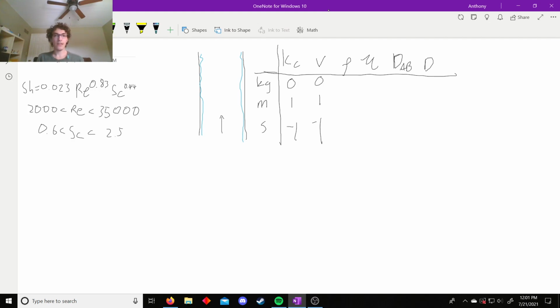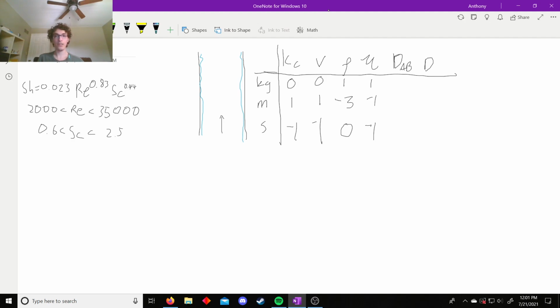Now, density is kilograms per meters cubed. So we have a 1 for kilograms. And then, since we have meters cubed on the bottom, this would give us a -3. Again, seconds does not appear. There's no time, so that would be 0. For viscosity, that's going to be kilograms over meters seconds. So we have -1 for both of these.